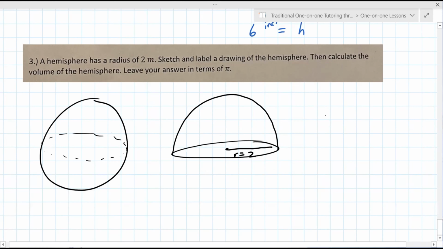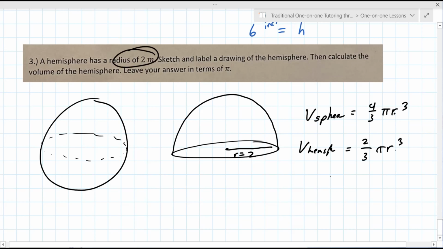Great. The volume of a sphere, which is not a hemisphere, is 4/3 pi r cubed. For a hemisphere, it's half of this. So the way it works out is that 4 ends up going to a 2, and you get 2/3 pi r cubed. And notice the only thing it depends on is the radius. So we know the radius is 2. So for your problem, it's 2/3 pi 2 cubed.